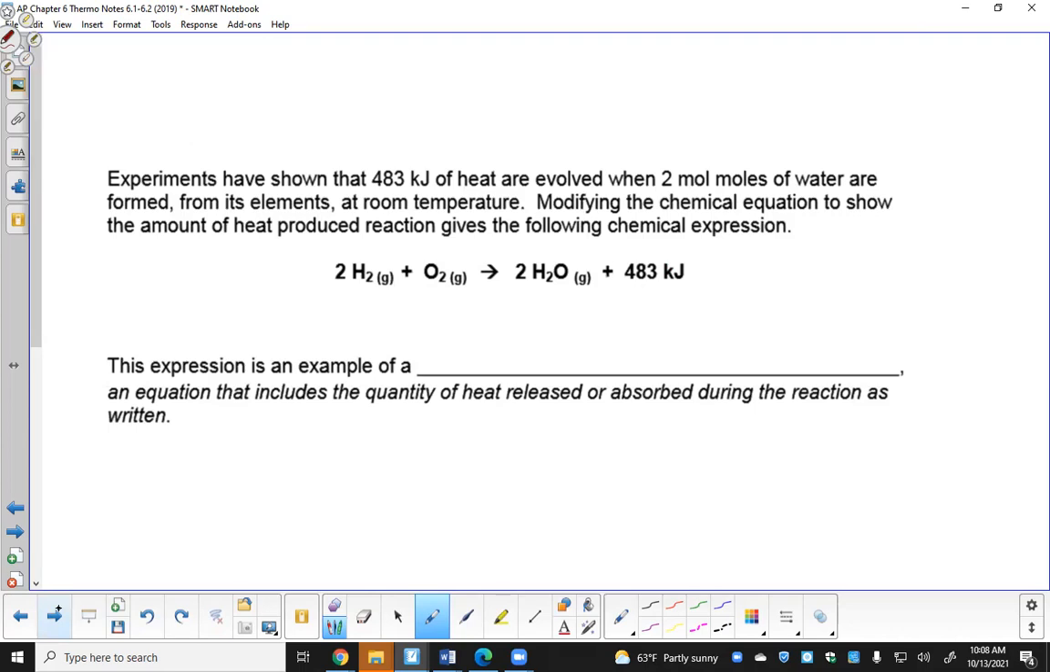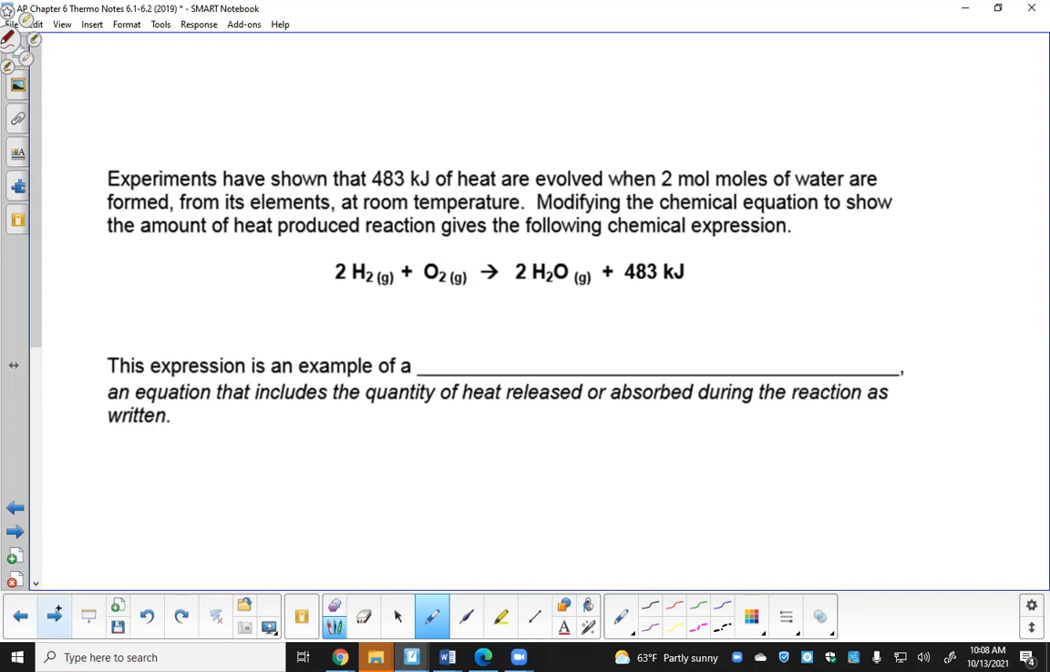Experiments have shown that 483 kilojoules of heat are evolved when 2 moles of water are formed from its elements at room temperature. Modifying the chemical equation to show the amount of heat produced in the reaction gives the following chemical expression. So this is maybe one way that we could show that energy is being produced. We take the energy produced when 2 moles of water are produced, and we throw that heat energy over here because we know heat's a product of this reaction. It's something that's given off with the products, and we know the magnitude of that.